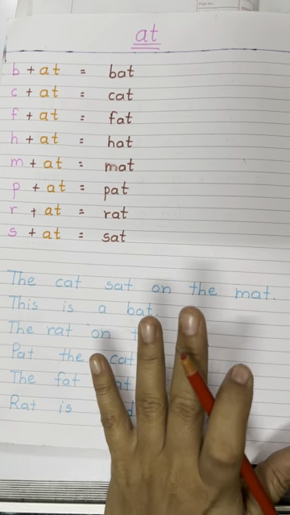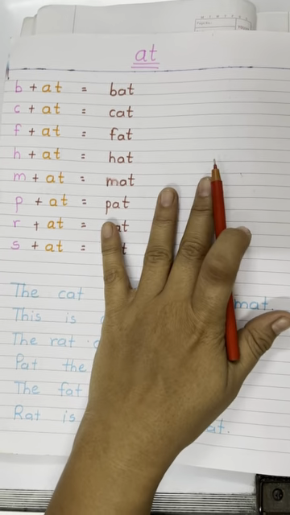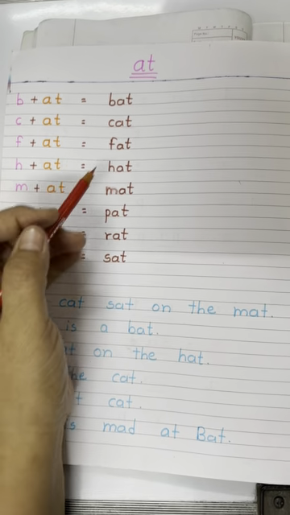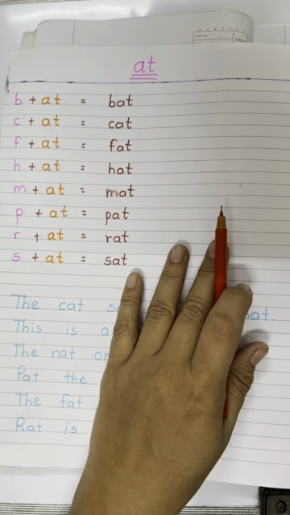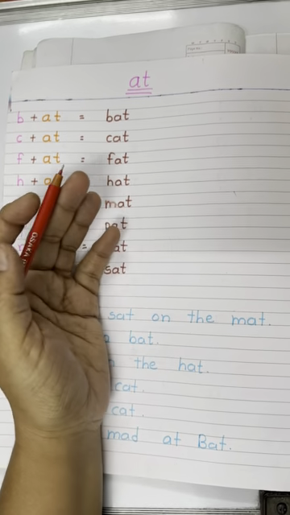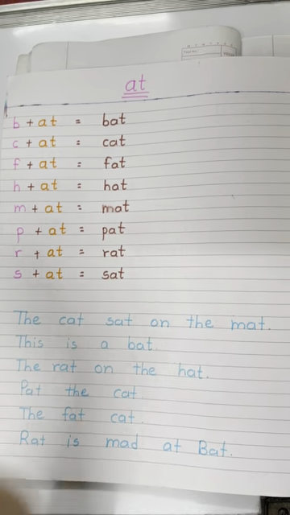Our today's concept is CBC words. How to start phonics? First give them CBC words. Here we have a short vowel A and here we have an AT word family. Give them a word family so they can easily make proper blending and segmenting of that word.